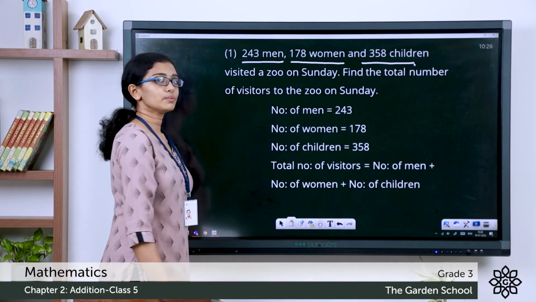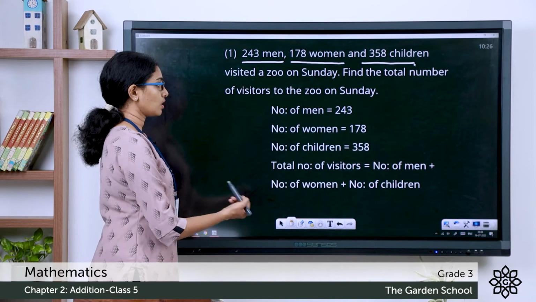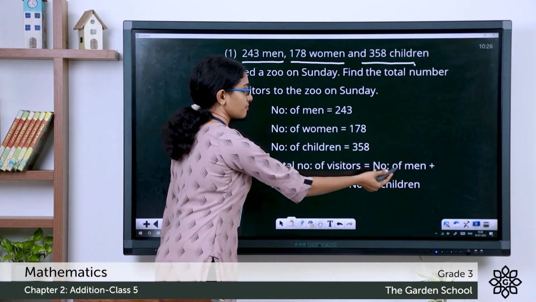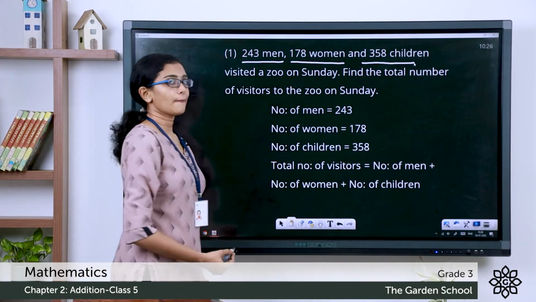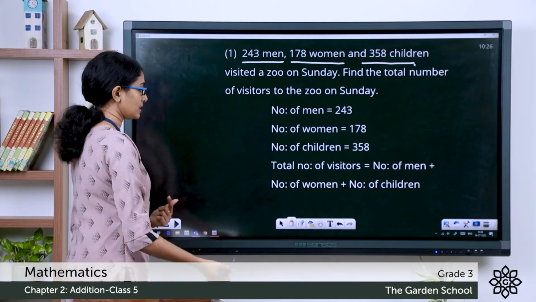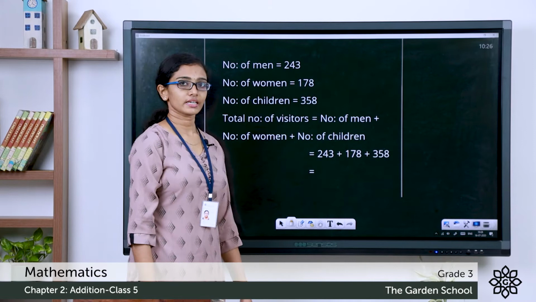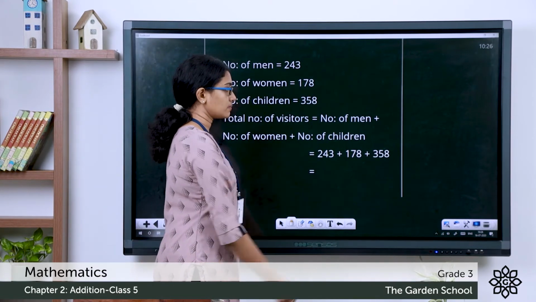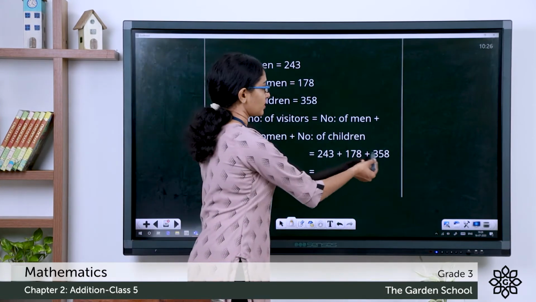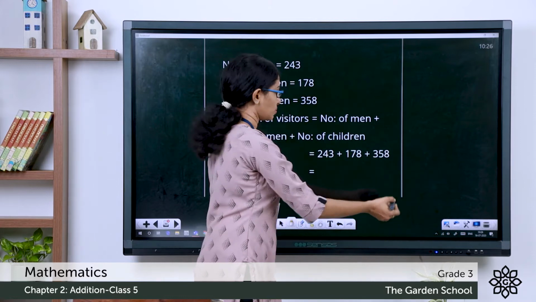And the total number of visitors in the zoo on Sunday will be the number of men plus number of women plus number of children. Now let's substitute the numbers. It will be 243 plus 178 plus 358. So let's do the calculation in the working column.